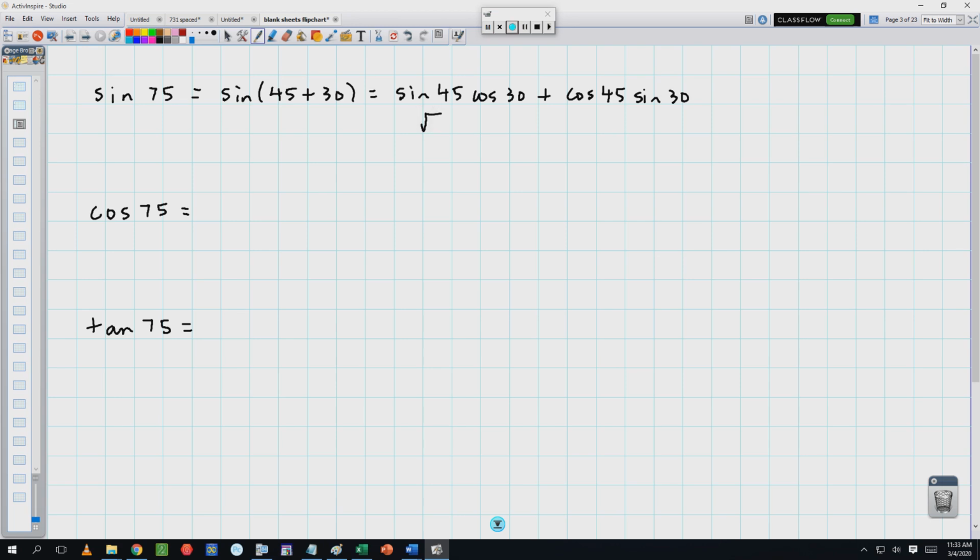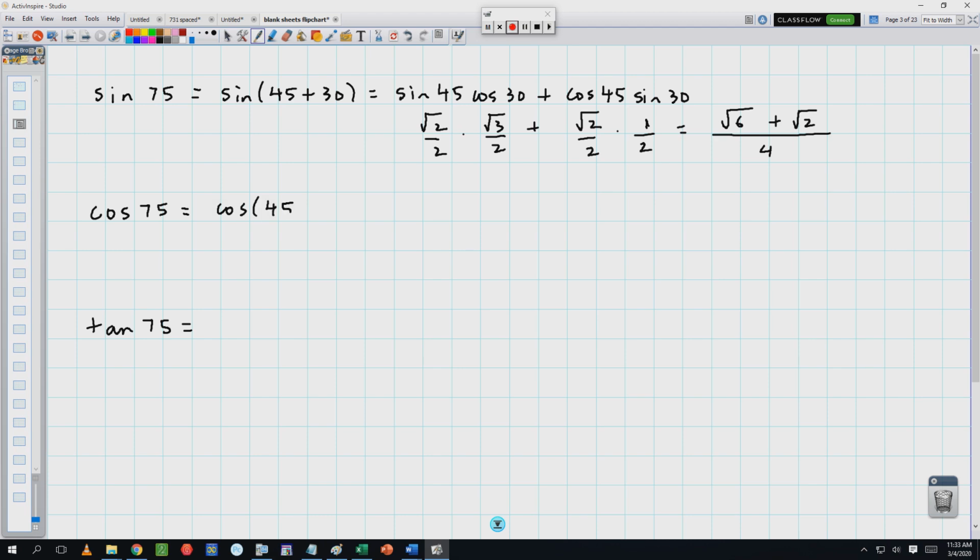Sine of pi over 4 is radical 2 over 2. Cosine of pi over 6 is radical 3 over 2, plus cosine of pi over 4, and the sine of pi over 6. I have 2 times 2 on the bottom of those two groups. That'll be 4. Always have the same denominator. Radical 2, radical 3, and radical 2 times 1. And there is your sine of 75.